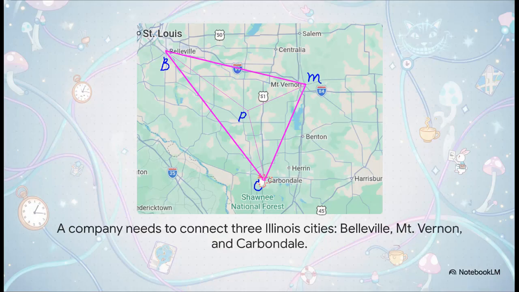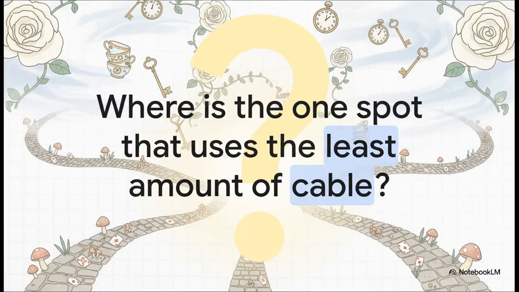And here's our real-world example. We're looking at a map of Illinois, and we need to link up 3 cities, Belleville, Mount Vernon, and Carbondale. They all need to connect to one central communication station. Our job is to find the one single spot to build that station that uses the least amount of cable. So, where do you put it? I mean, that's the million-dollar question, isn't it?